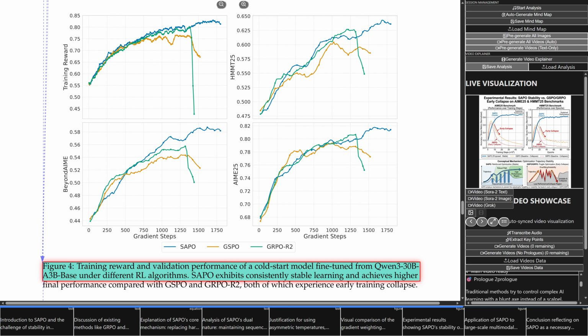That's not just a technical win. For anyone running these jobs, that's a huge practical advantage. Stability means you're not wasting billions of GPU cycles restarting failed training runs. It means predictable progress. Yeah.